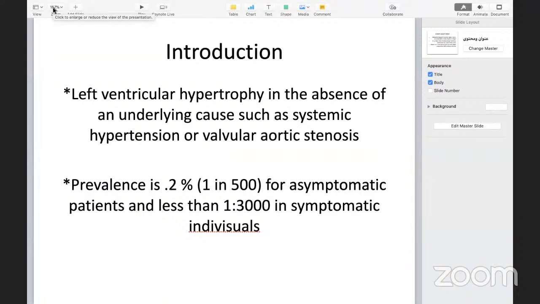As an introduction, left ventricular hypertrophy in the absence of an underlying cause such as systemic hypertension or valvular aortic stenosis is the definition of hypertrophic cardiomyopathy, the idiopathic one. The prevalence is 0.2%, which is 1 in 500 for asymptomatic patients, and it's less than 1 in 3,000 in symptomatic individuals.